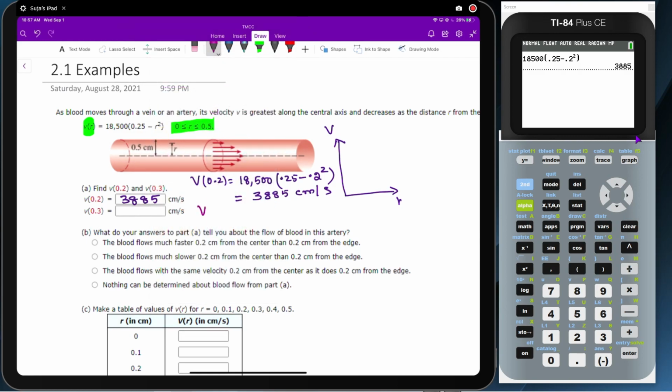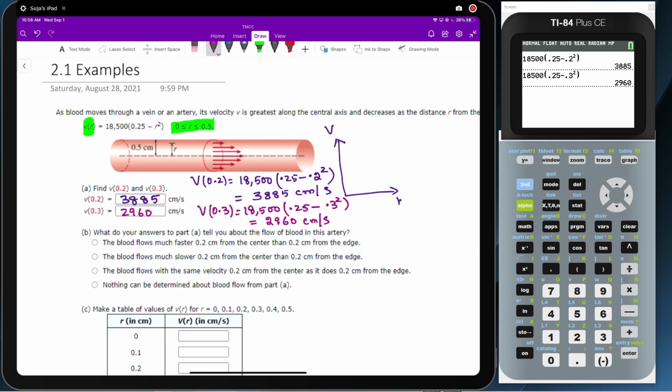The second part of it is asking me to find what the velocity would be when your radius is 0.3. So 18,500 times 0.25, and now in the place of r I have to put 0.3 squared. Again, use your calculator. Now a shortcut here would be I can go up, highlight it, enter, and just change this 0.2 to 0.3 instead of typing this whole thing. So the answer is 2,960 centimeter per second. That's what should go there.